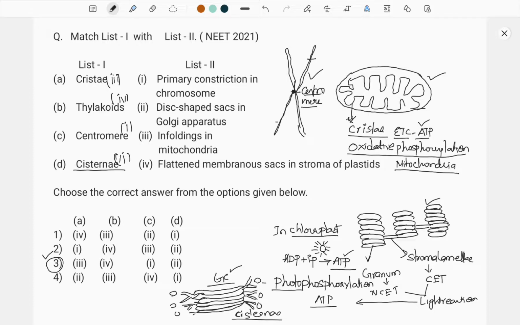I hope you have understood very well. Try to draw the diagrams, label them very neatly, and have an overall conception, overall understanding, overall comprehension of all the cell organelles. Then only you can do this type of question very easily.